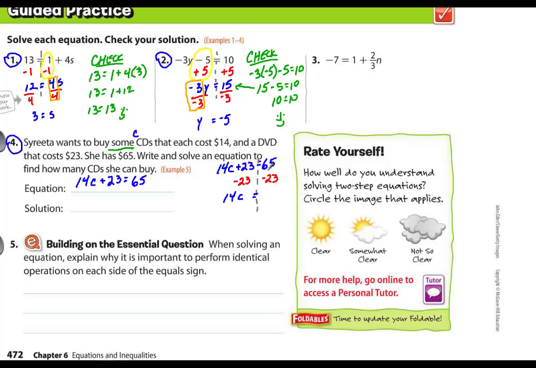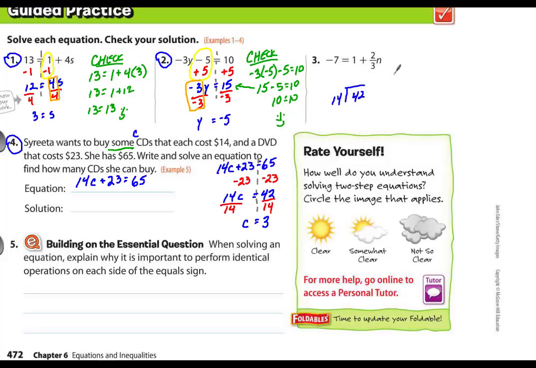So when I take that out, I've got the CDs left at $14 each, and my 65 take away the 23 is 42. So I know that I've got $42 to spend on CDs, and the CDs cost $14 a piece. So I'm going to divide by the cost of the CDs so I can figure out how many CDs I can get. So my single CD then, 42 divided by 14 is 3. And if you need to, you can do this right here.